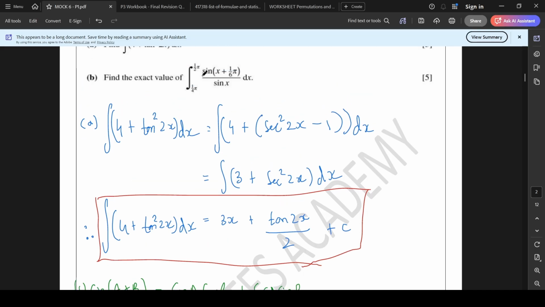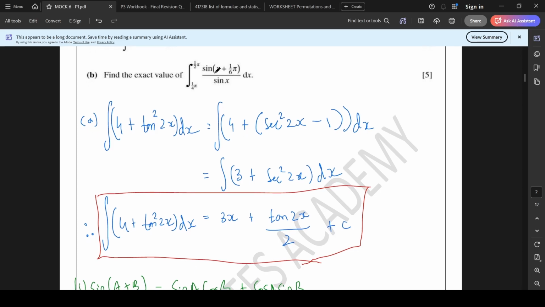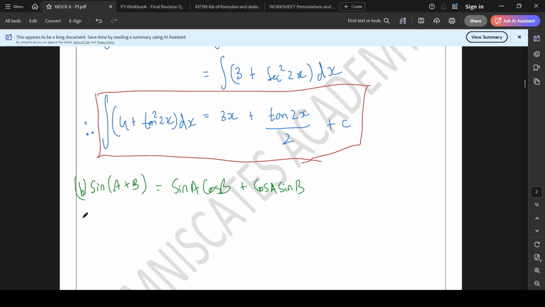Now I can use the value of A as x and B as pi by 6. So I can say that sine of x plus pi by 6 is sine x cos pi by 6 plus cos x sine pi by 6. Pi by 6 is nothing but 30 degrees. So this is same as writing cos of 30 is square root of 3 by 2 and sine of 30 is half.